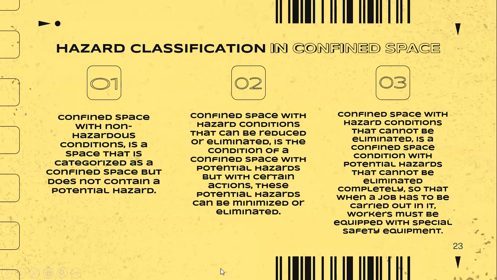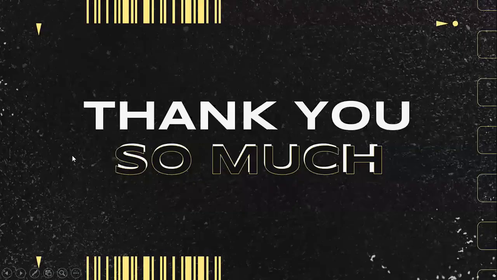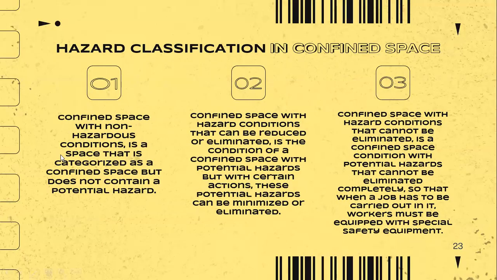Number 3, confined space with hazard conditions that cannot be eliminated is a confined space condition with potential hazard that cannot be eliminated completely, so that when a job has to be carried out in it, workers must be equipped with special safety equipment.